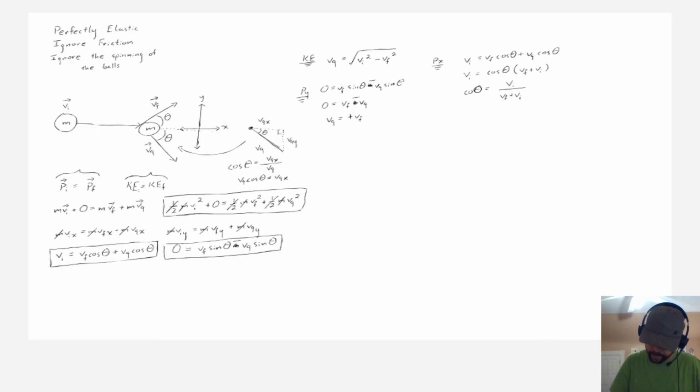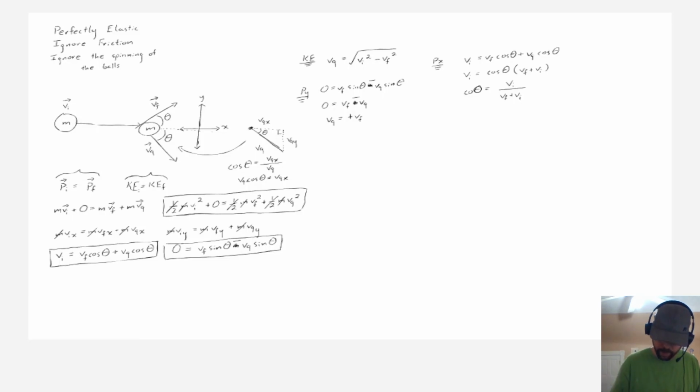So we have these three equations now. v9 equals the square root of velocity initial squared minus velocity final squared. v9 equals v final cosine of theta equals velocity initial over velocity final plus velocity initial. And we want to take this, the one I did first up here, I think. Yeah, so first let's start with, I get that for velocity initial, v9.